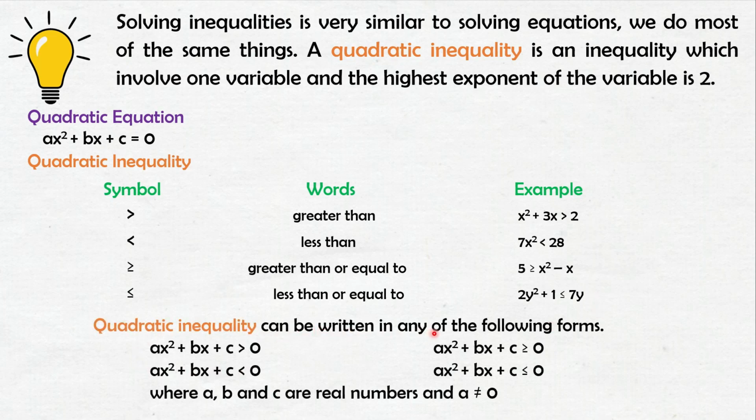Quadratic inequality can be written in any of the following forms. Pwede siyang ax squared plus bx plus c greater than 0, ax squared plus bx plus c less than 0, ax squared plus bx plus c greater than or equal to 0, and pwede rin siyang ax squared plus bx plus c is less than or equal to 0. Apat yung symbol na ginagamit natin sa quadratic inequality, unlike sa quadratic equation na equal sign lang yung ginagamit natin. And tandaan na yung a, b, and c are real numbers and a is not equal to 0. Na-explain na natin yan dun sa unang video natin, di ba? Na yung a, hindi siya pwedeng maging 0.